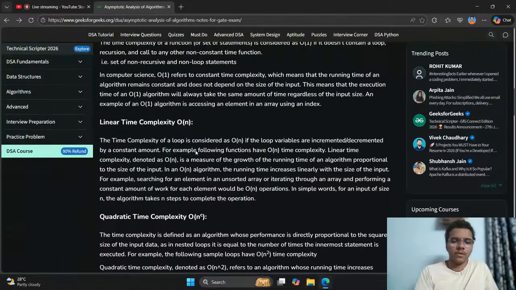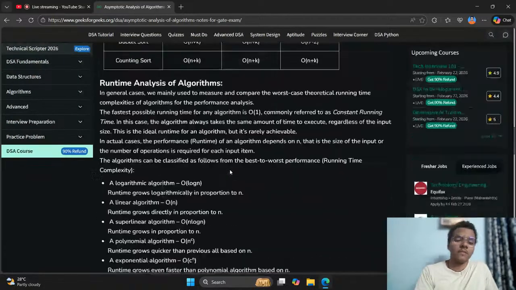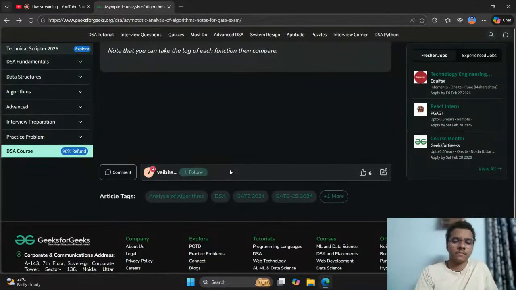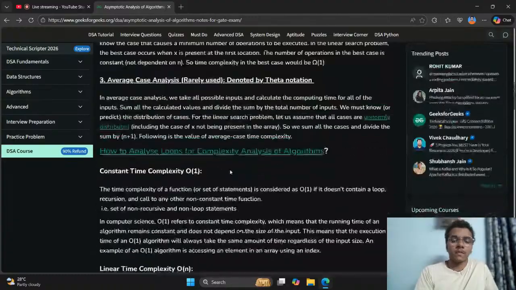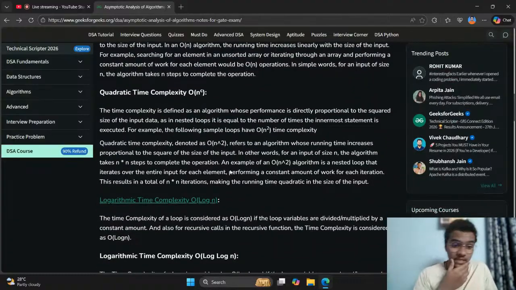Here, for example, following functions have O of n time complexity. What are the following functions? It was not copy pasted properly. Who wrote this article? Okay. Why? Copy paste anyways, but he provided us with something to read.